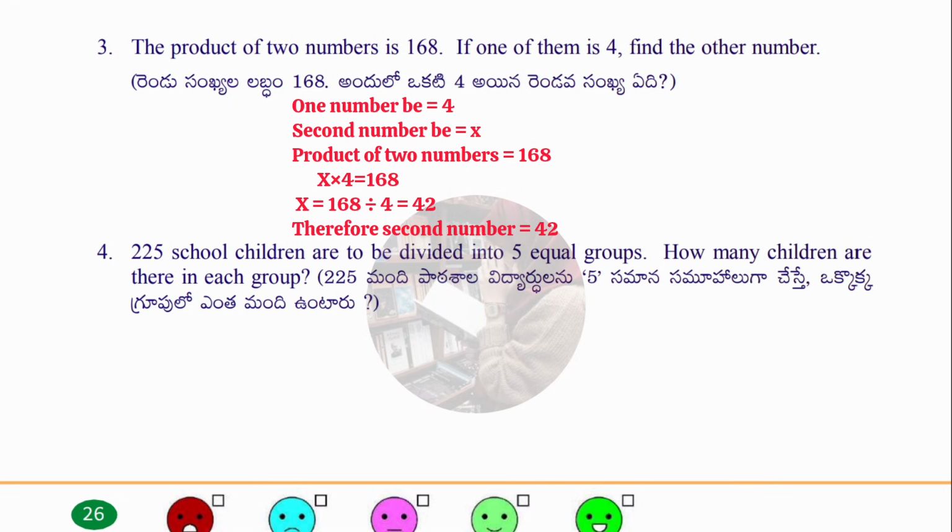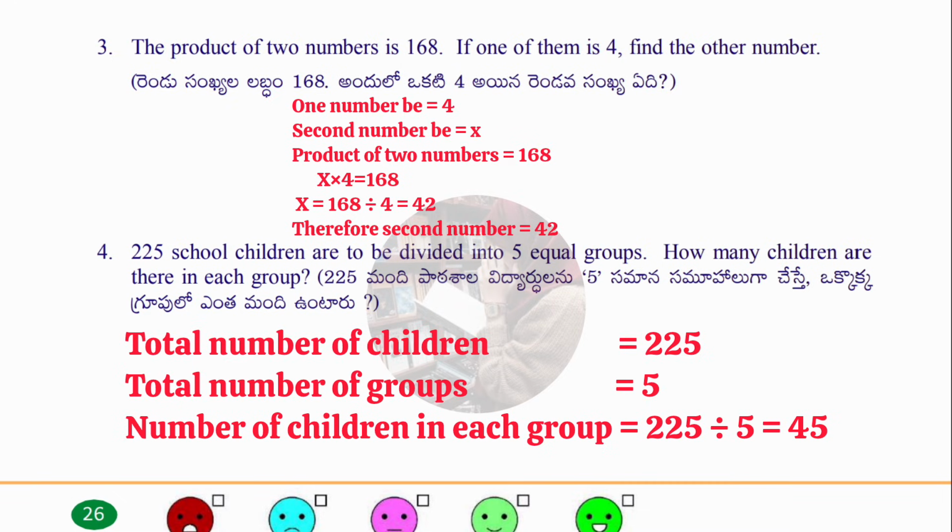Let's see the fourth question, which is, 225 school children are to be divided into 5 equal groups. How many children are there in each group? Let's see the answer. Total number of children given is 225. Total number of groups is given as 5. We have to find out how many children will be in each group. So number of children in each group is 225 divided by 5. 5 4s are 20, 2 will be left, 5 will come down, it will become 25, 5 5s are 25.